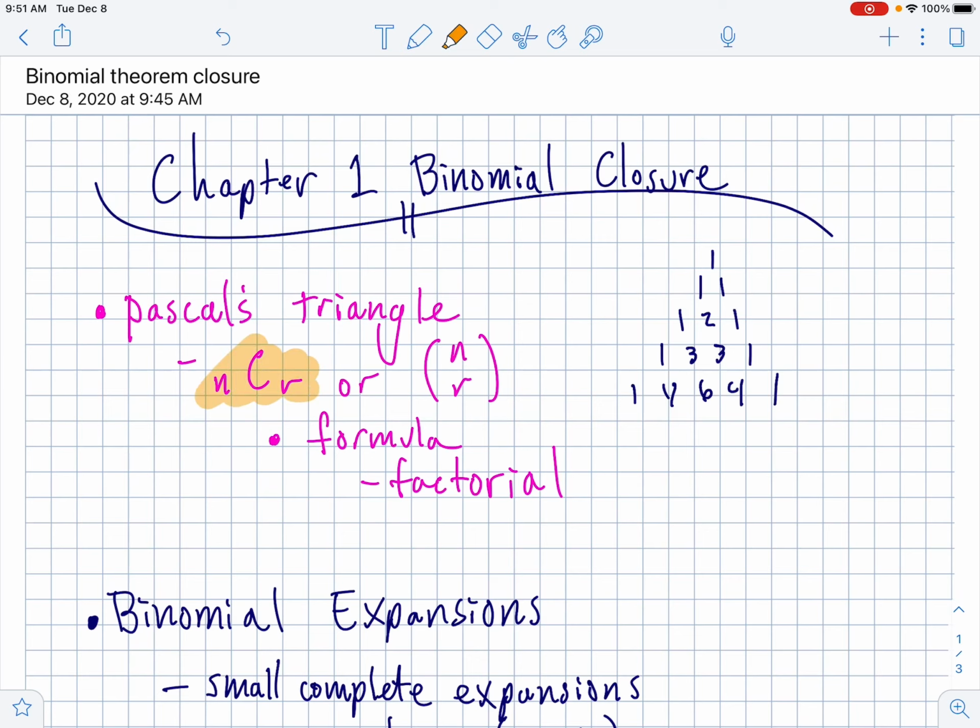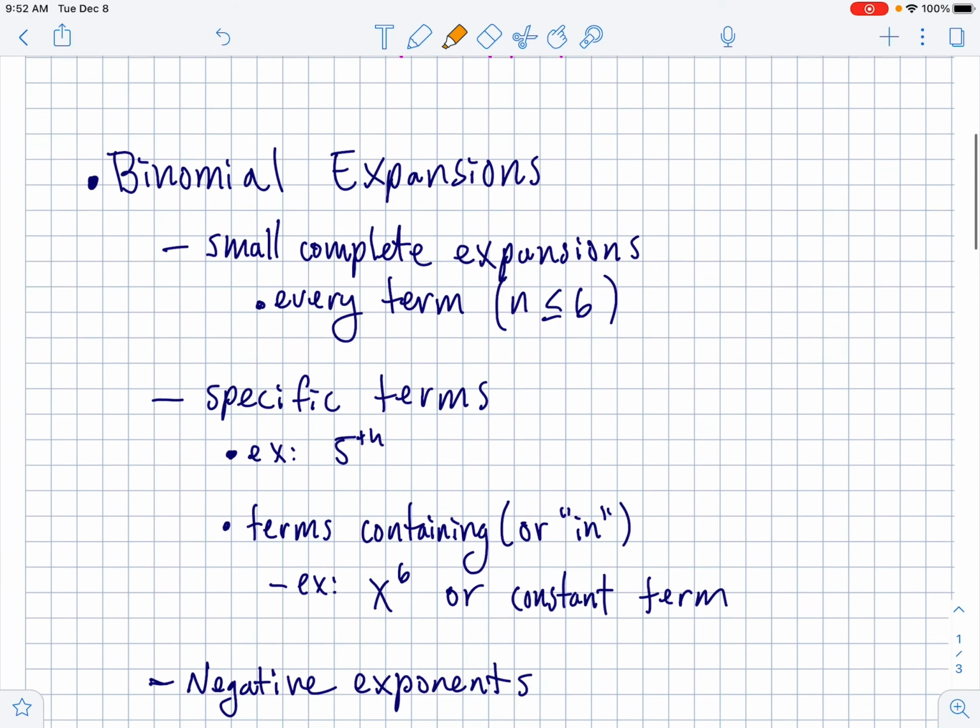Then also know the connection between Pascal's triangle and nCr, or n-choose-r. Yes, you can use your calculator for these, but I would also know the formula, because sometimes you actually need the formula when there are letters involved in things. Know how factorials work? That's the exclamation point.